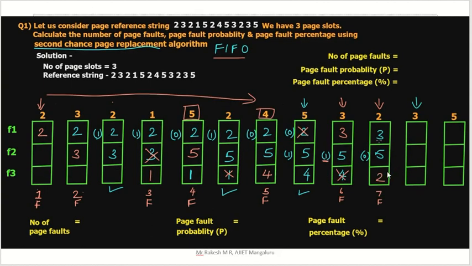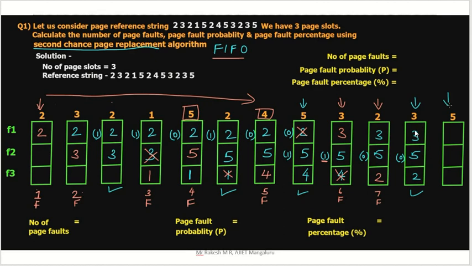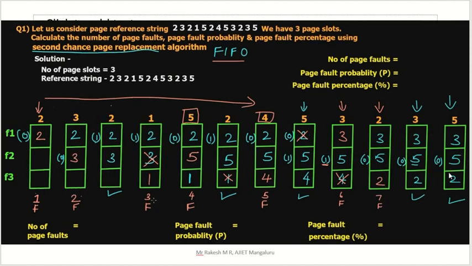Yes. Now 3 we have to get inside this. 3 is there, so give one more chance to 3. Okay, 3 is there, so a second chance is given to 3. So here in the bracket we have to write 1. This is called a page hit. Then the last one is 5. 5 is there, right? So write it as it is: 3, 5, 2. So second chance is represented by 1.